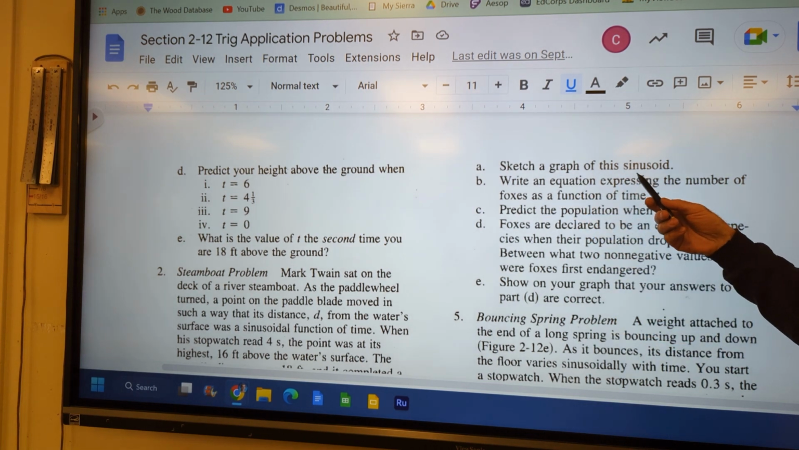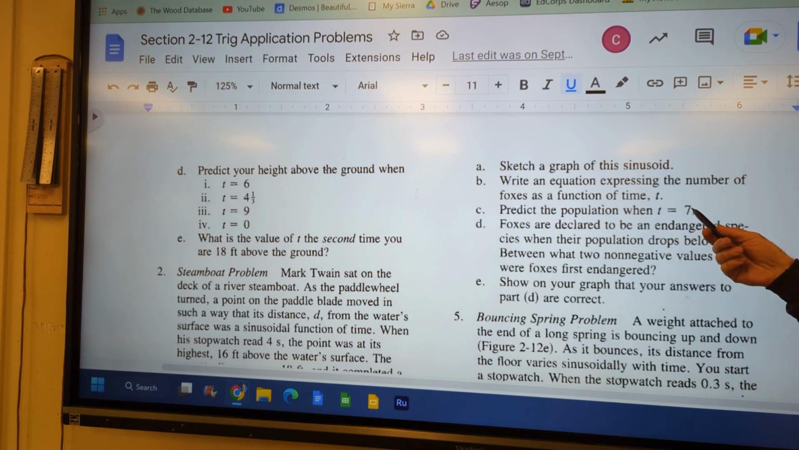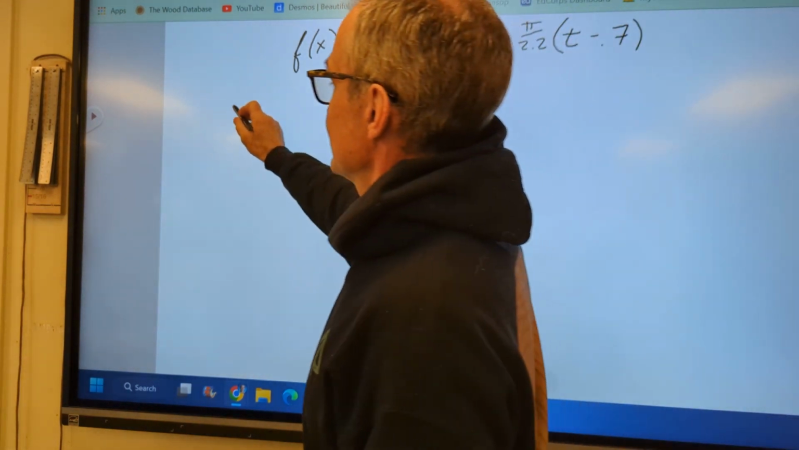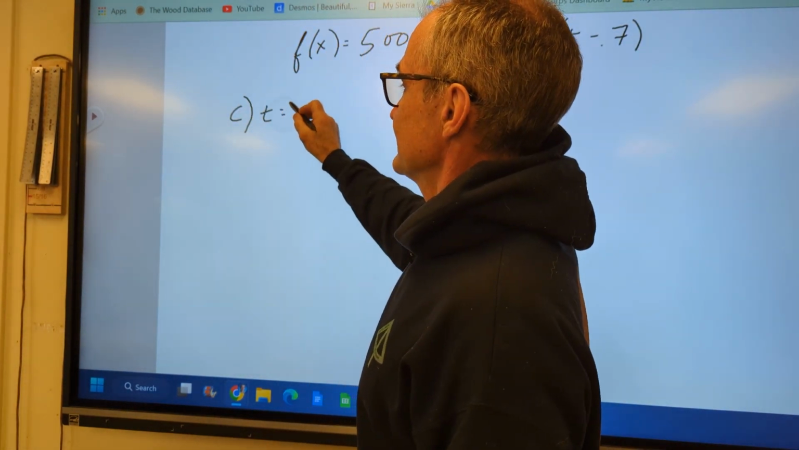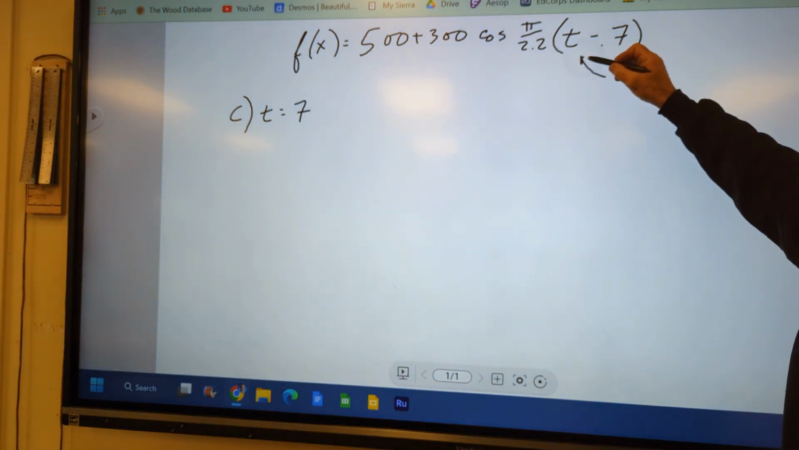Part A, sketch the graph. We did that. Part B, write an equation. Number of foxes is a function of time t. We did that. Part C, predict the population when t equals 7. So that's an independent variable, 7. What I do with that is I take that 7 and I plug it in here.